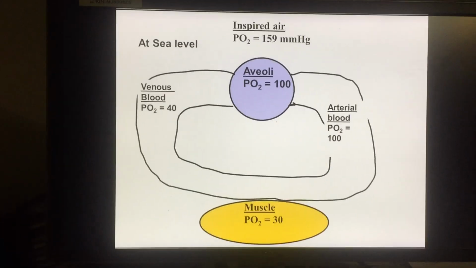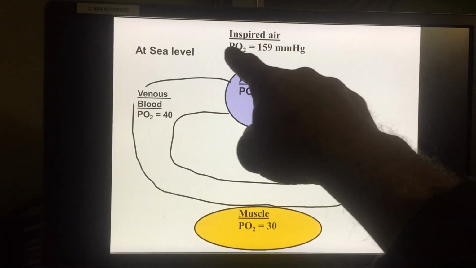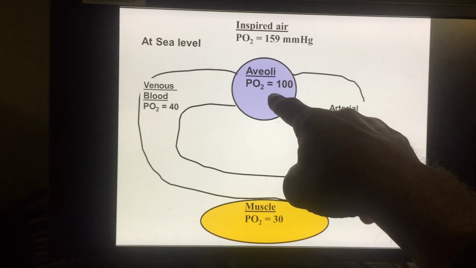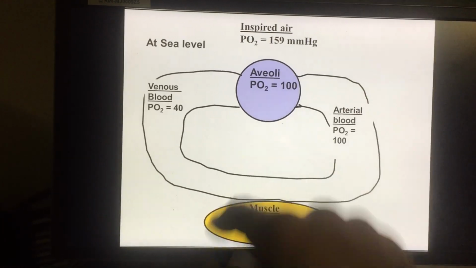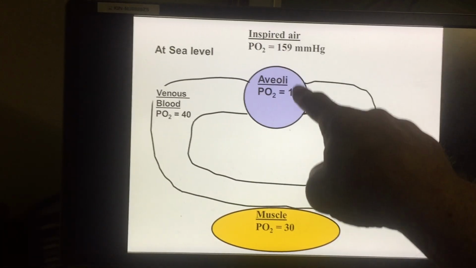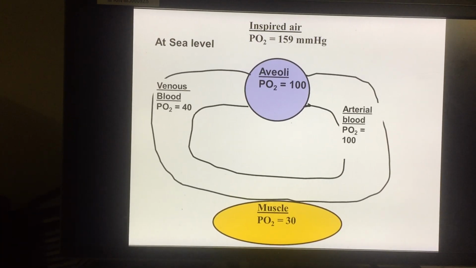So I try to illustrate it with this diagram, where you have normal atmospheric pressure, your partial pressure of oxygen in the air is 159. Your alveoli usually have a partial pressure of oxygen of about 100. So the driving pressure there, the difference, is about 59 to get oxygen into your lungs.